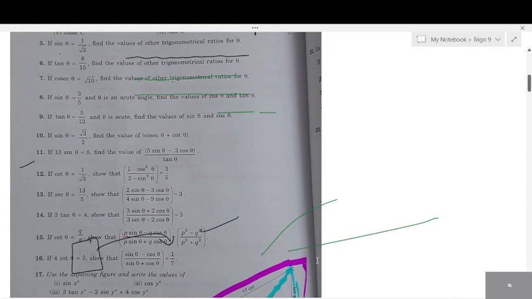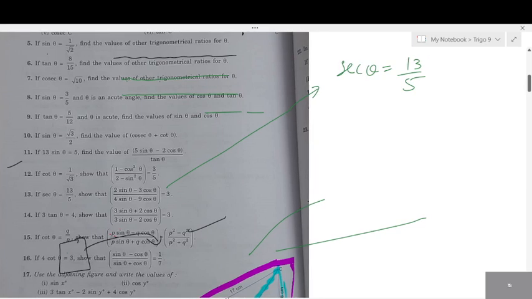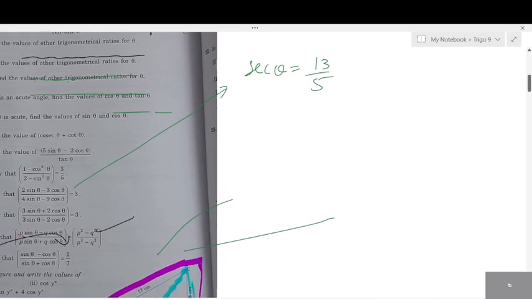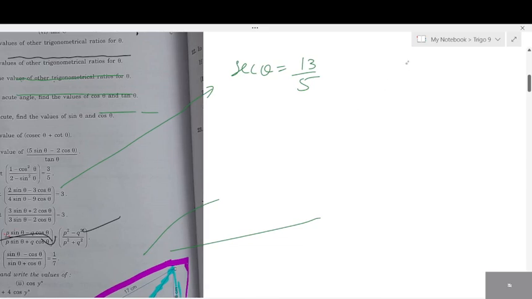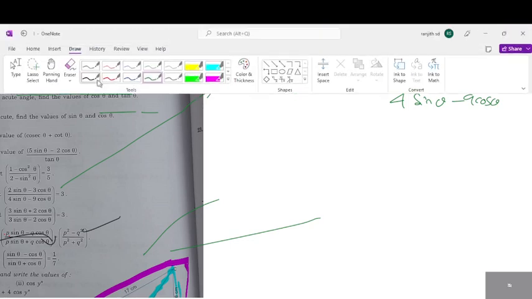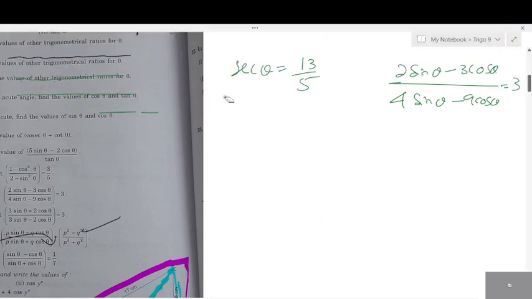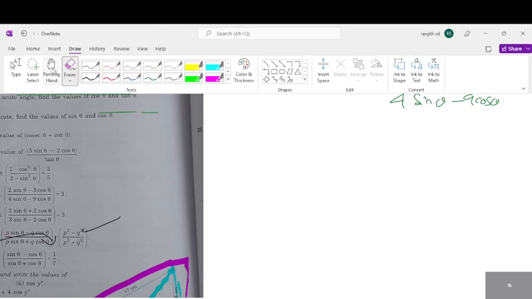Somewhat similar to this, they are given a question like this. Where is that? 3. Like this. I think this is the question they are given. Sec theta is equal to 13 by 5, and you have to show that 2 sin theta minus 3 cos theta divided by 4 sin theta minus 9 cos theta is equal to 3. Yeah, this is the question they had given, students, for your exam. This is what they have asked.